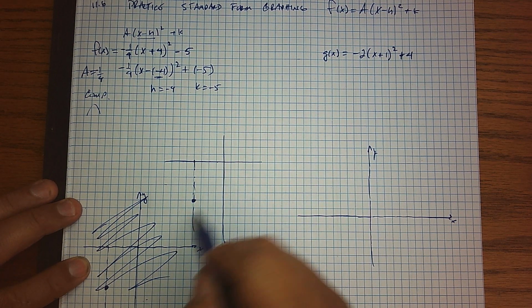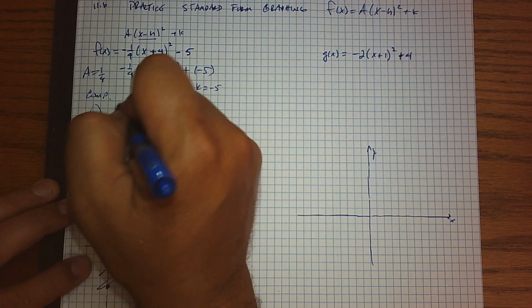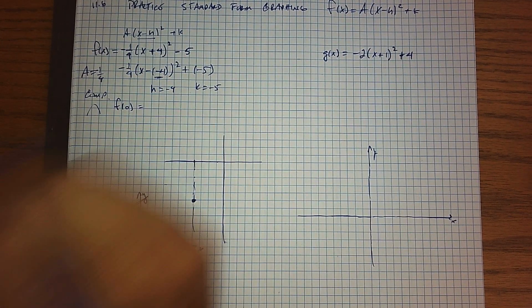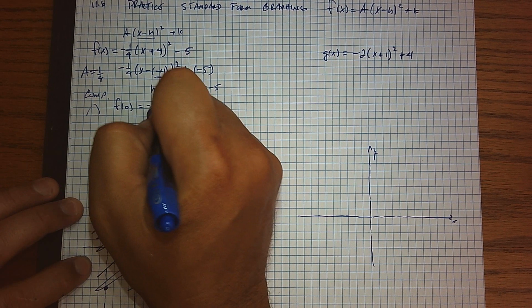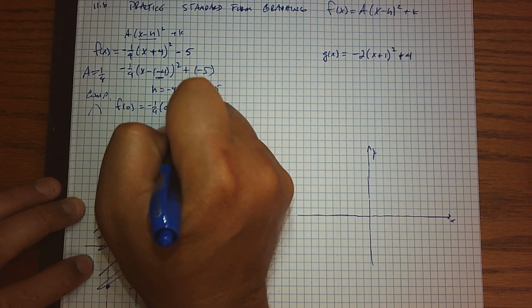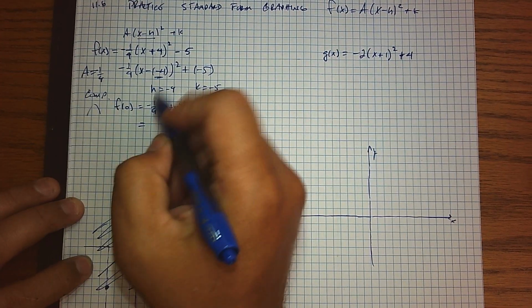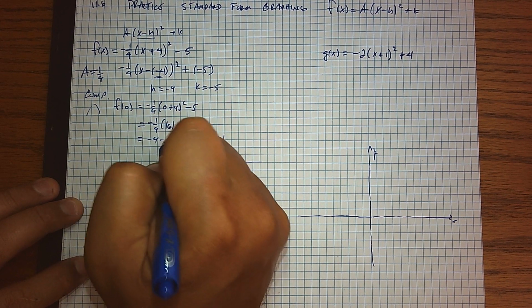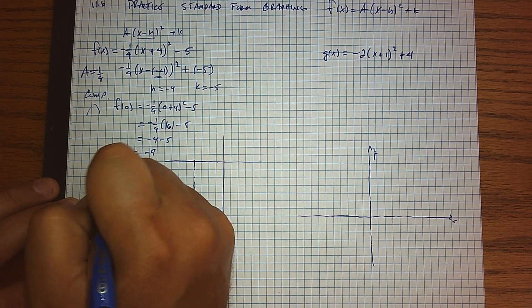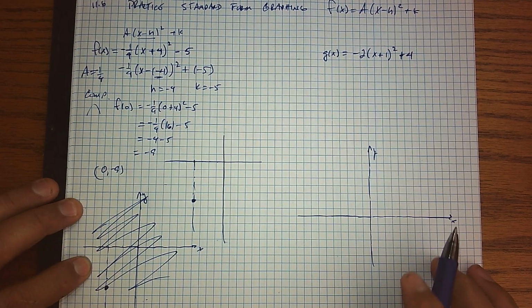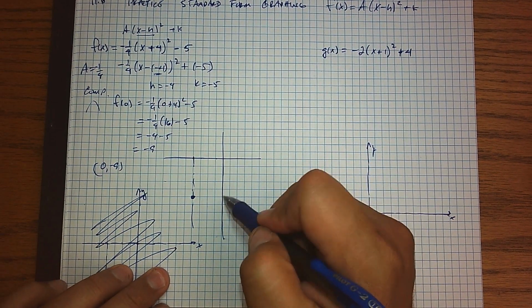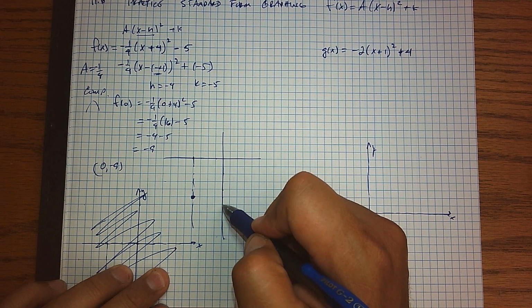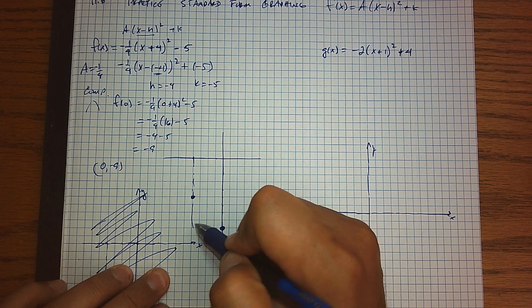So where are we? Well, we got to find a third point. Again, the easiest one to do is our y-intercept. Put a 0 in there. And it looks like we get -1/4 times 16. That gives us a -4 minus 5, -9. So 0, -9 is where this graph is going to go. So 1, 2, 3, 4, 5, 6, 7, 8, 9. So there's another data point.